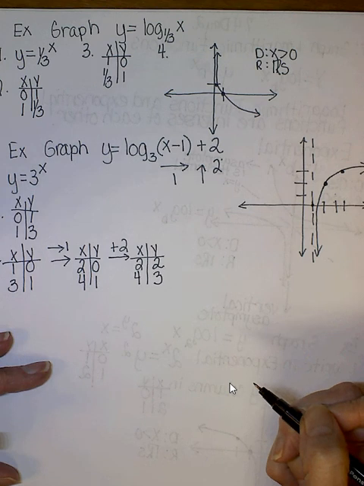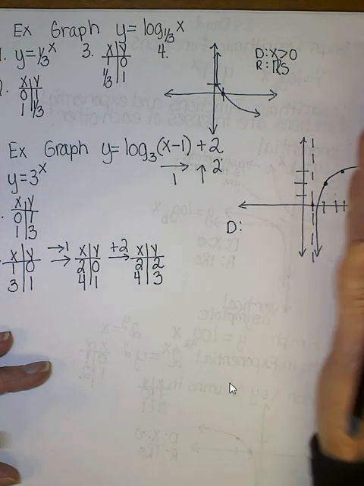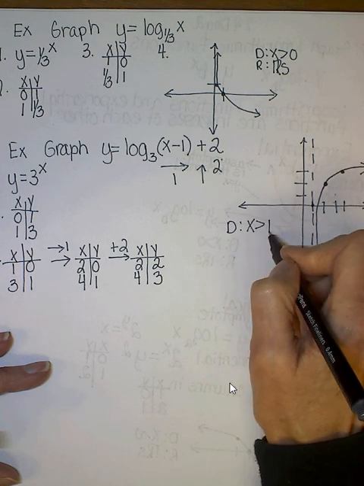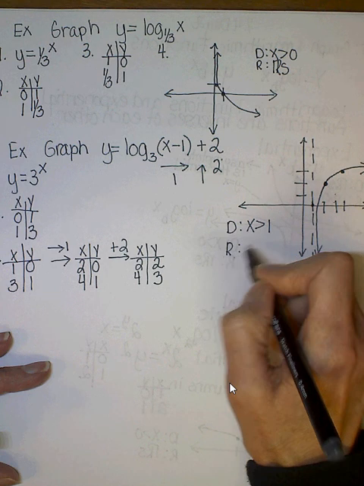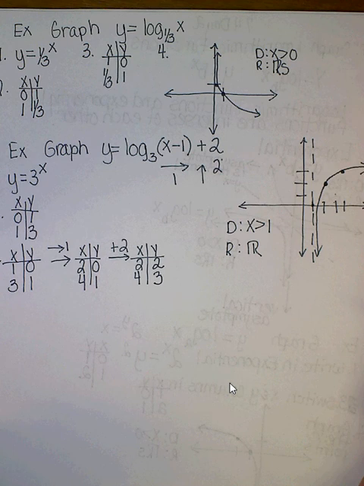And then we do need to talk about the domain. Since my asymptote moved over 1, now my x values are greater than 1, and my range would still stay all reals. Alright, so this ends day 2, and you'll have to practice your graphing to get this down.